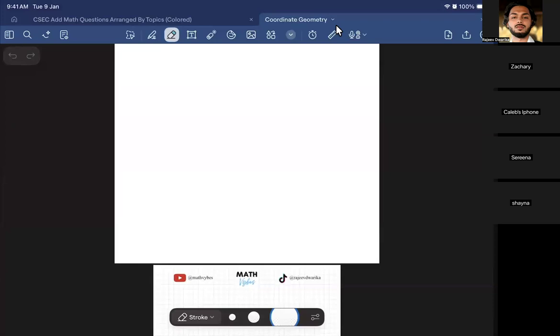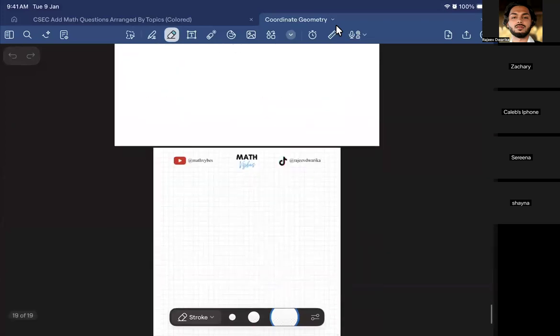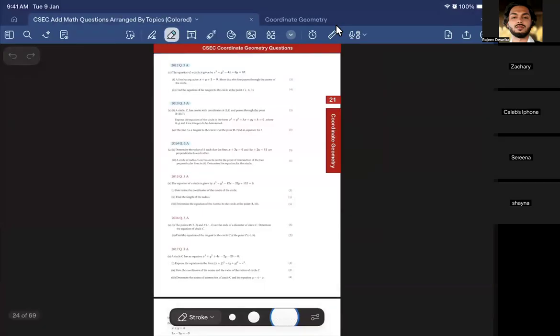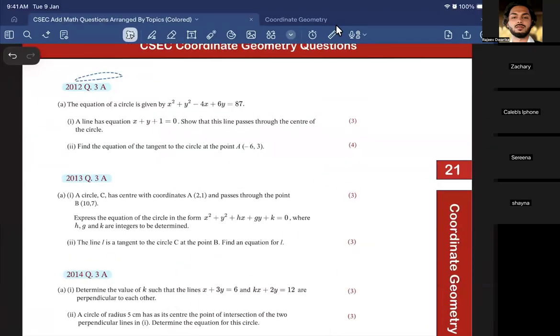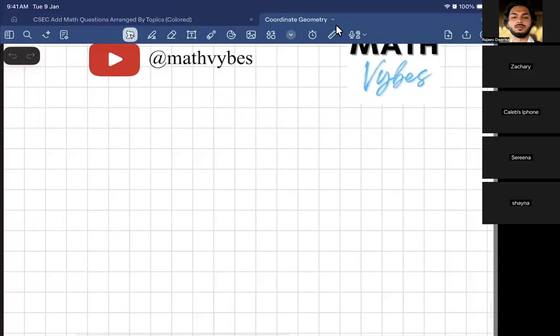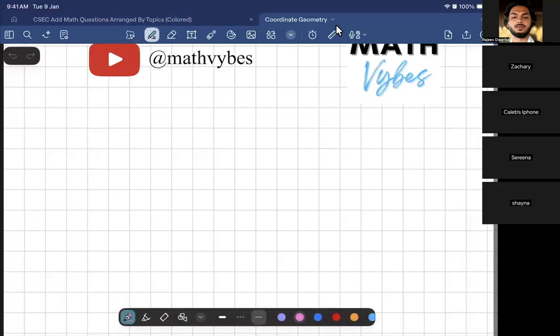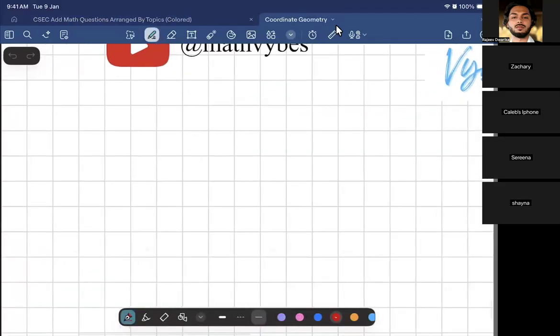All right. So Zachary, you there? Yes, sir. All right. Let's just go through the objectives you should know when it comes to coordinate geometry and add maths. First things first, you should be able to find gradients of a line. Don't you know how to do that? Yes, sir. Right. If a line is perpendicular, do you know how to find the gradient of that perpendicular line? Yes, sir.